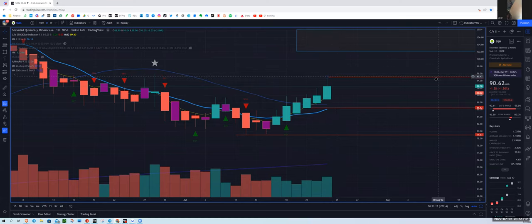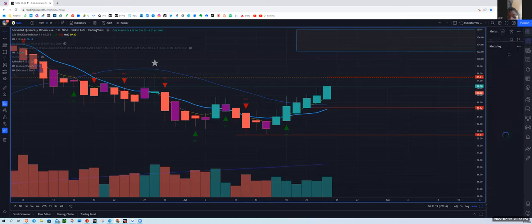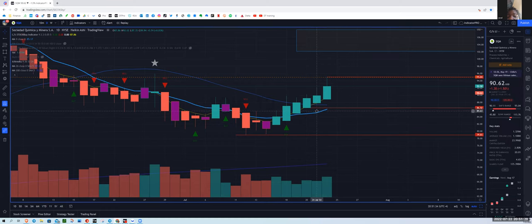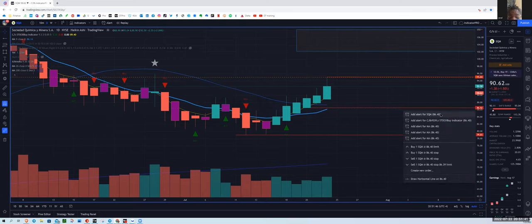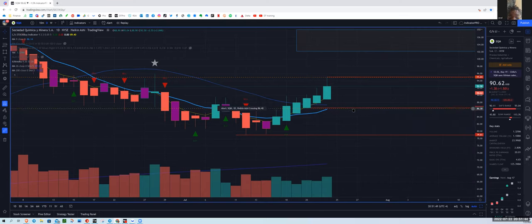So if you have a trigger point, how do you make sure that you get an alert? You go here, and click the plus sign, add the alert. So at 9501, it'll come in right here and tell you that you've been alerted, okay? Now, if you do get into this, you can then set the alert over here, 8640. And then you can set the alert there and say, okay, this is where I'm gonna get out.